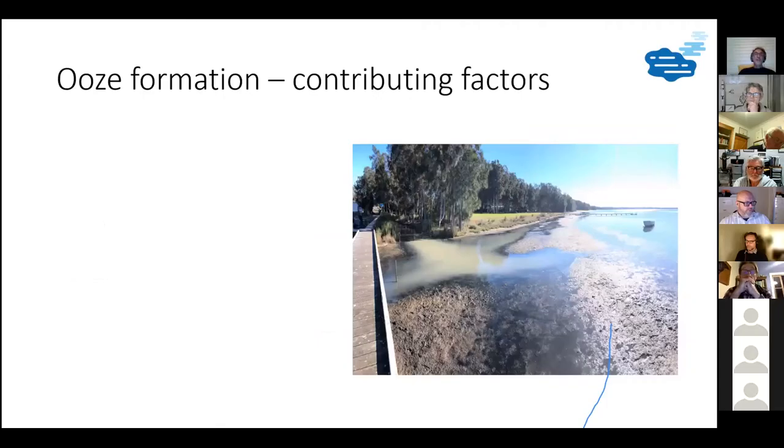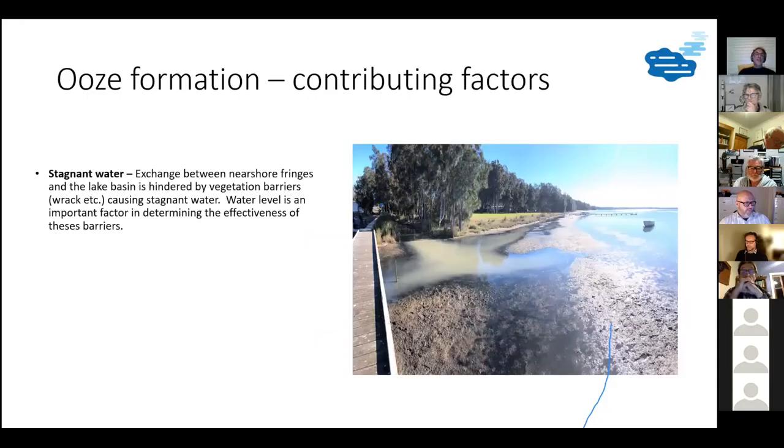So looking at the ooze formation and the major contributing factors, stagnant water due to that decoupling effect between the nearshore and the lake basin is a major factor. That's caused by the accumulation of rack, those offshore, almost reef-like accumulations of rack, but also the growth of macroalgae. And what that tends to do is trap the stormwater.